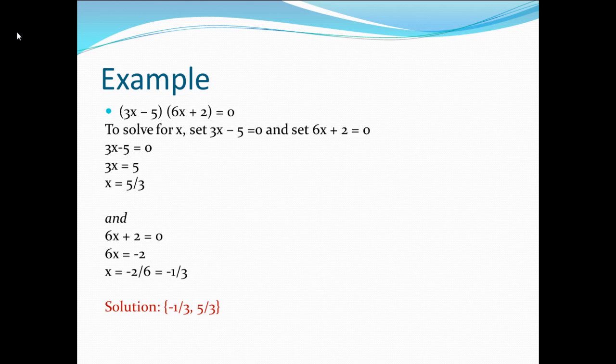And then our second factor, 6x plus 2, set equal to 0. To solve for x, we subtract 2 from both sides and have 6x equal to negative 2. Then divide both sides by 6, leaving us x is equal to negative 2/6. We want to write this in simplest form, so divide the numerator and the denominator both by 2, and we have x is equal to negative 1/3. So our solution set is negative 1/3 and 5/3.